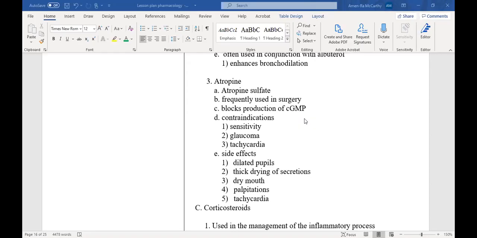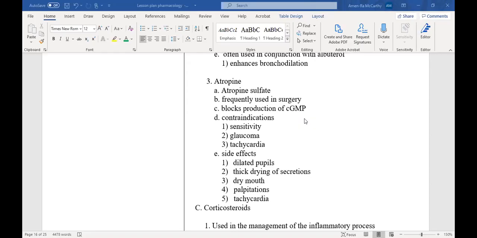All right. Side effects. Dilated pupils. Of course they're dilated because there's nothing there to constrict them. You have blocked that side of the nervous system that will constrict them. So now the sympathetic nervous system is working all by itself, and that means it's going to open up. Thick drying of secretions. We said some of the side effects of an anticholinergic is dry mouth. So not only dry mouth, but your secretions are going to start drying, right? Dry mouth, palpitations, and tachycardia.